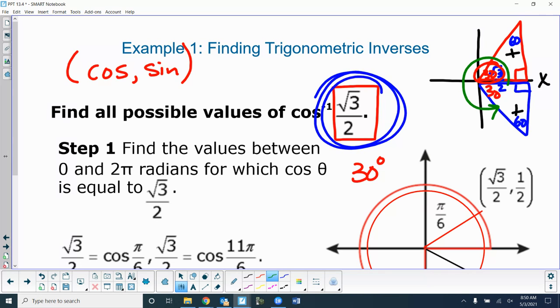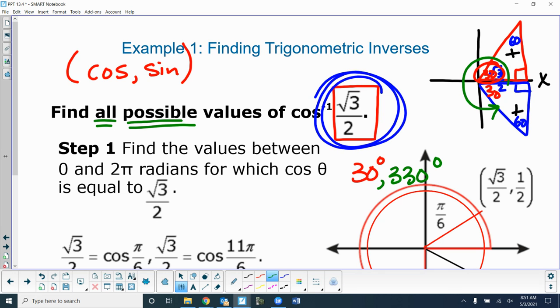Well, how many is it all the way around? Yeah, 360. And we went 30 short of that, which is 330. Now it says all possible. Okay, I'm not going to worry about that. We're just going to find the two between 0 and 360. We could add or subtract 360 to get all the coterminals, right? We're not going to worry about that.